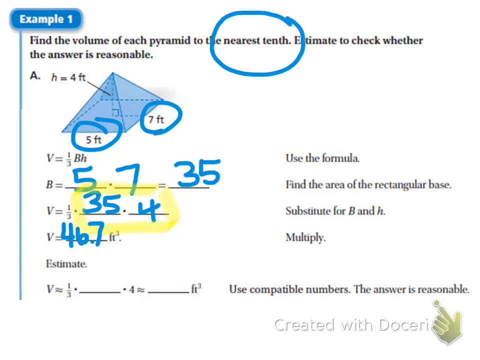Okay, so let's look at the bottom. It says estimate. So if I were to estimate based on what this is, a compatible number, I would say my estimation, 1/3 of 33 is 11. 11 times 4 is 44. So were we close with this estimation? Yes, sure.